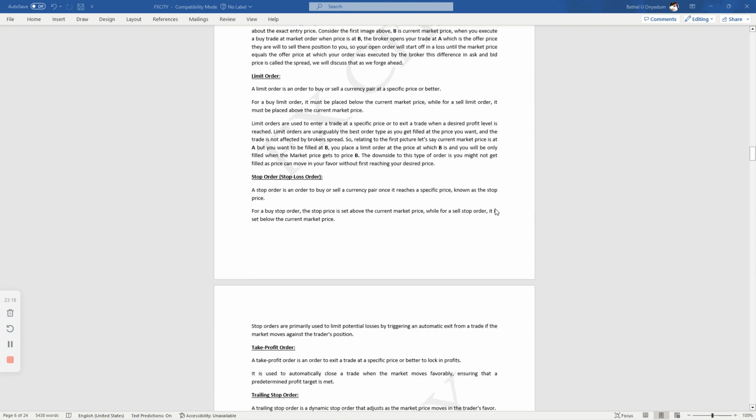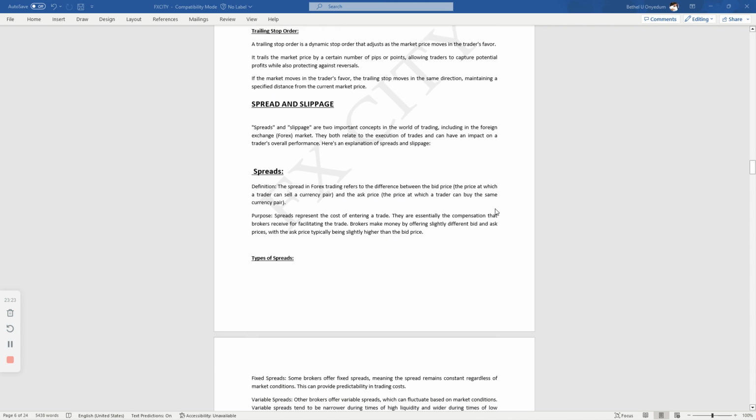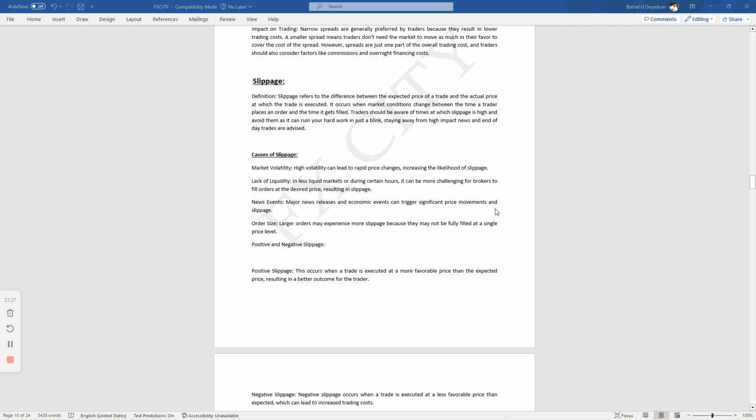Moving back, we've talked about spread and types of spread, then slippage. Slippage refers to the difference between the expected price of a trade and the actual price at which the trade is executed. It occurs when the market condition changes between the time a trader places an order and the time it gets filled.